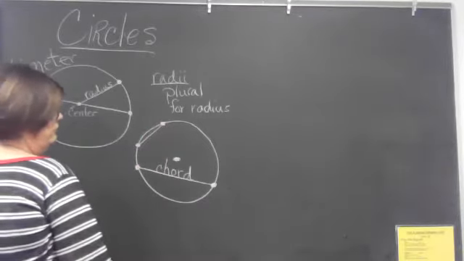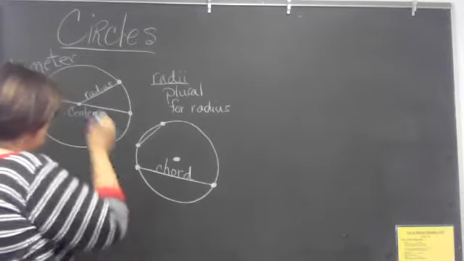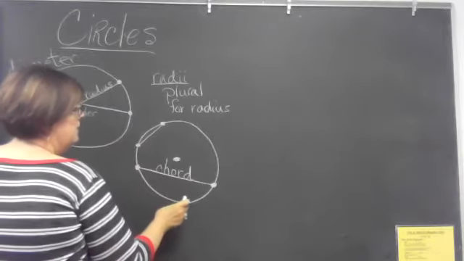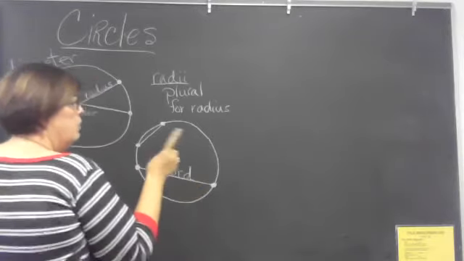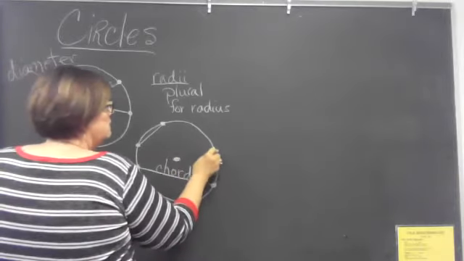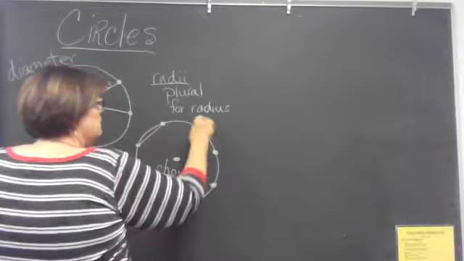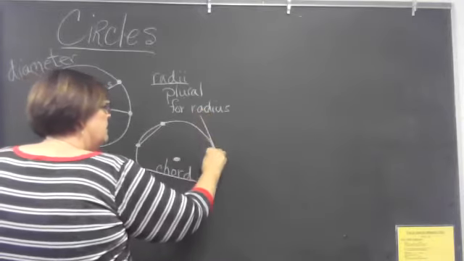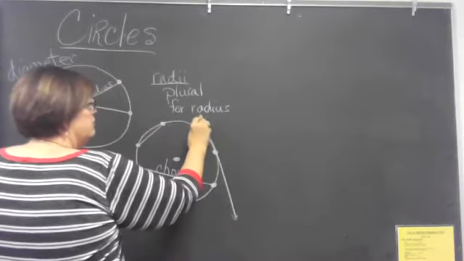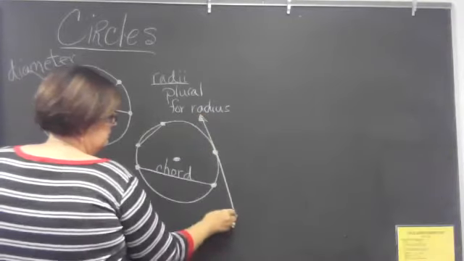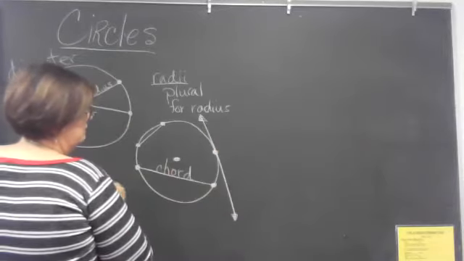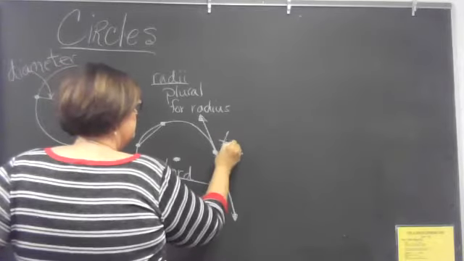And the next piece of information, you can have a line or a segment that intersects the circle at only one spot, doesn't even go through the circle at all. It comes just like this, in the outside of the circle, and it touches the circle in one spot. This is called a tangent.